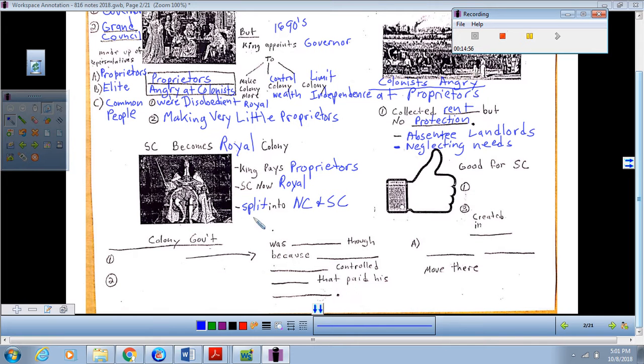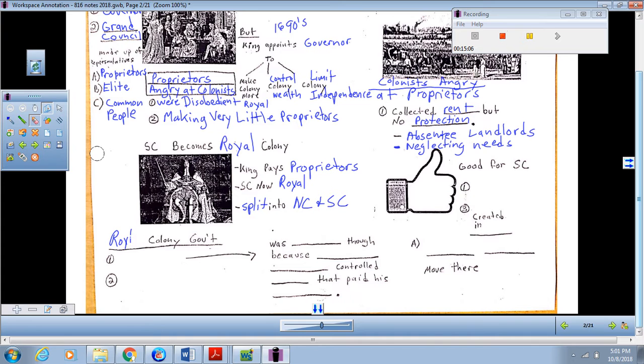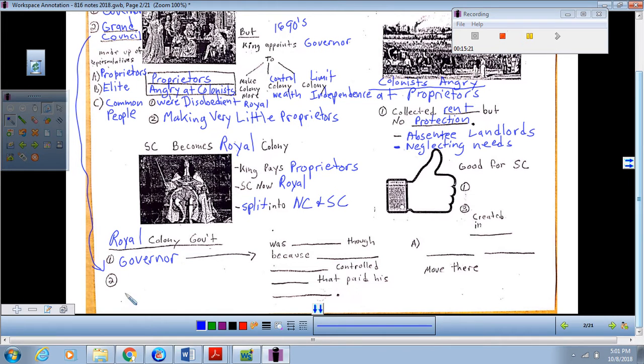Let's get to the last part. So, a repeat of what was said on the PowerPoint: the royal colony government consisted of a governor that was appointed by the king, and they changed the name of the Grand Council to the General Assembly.